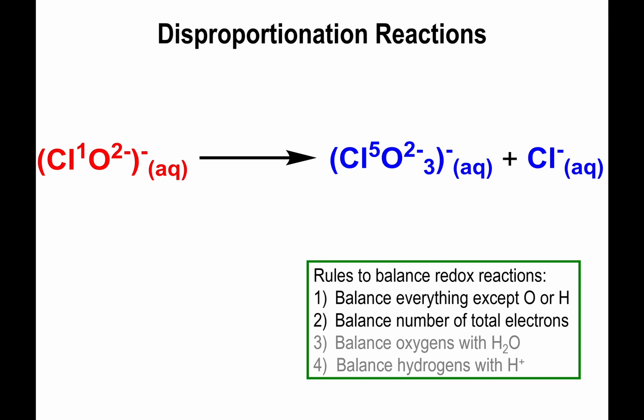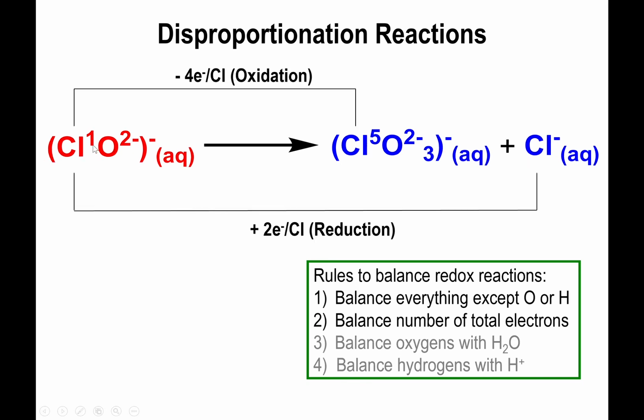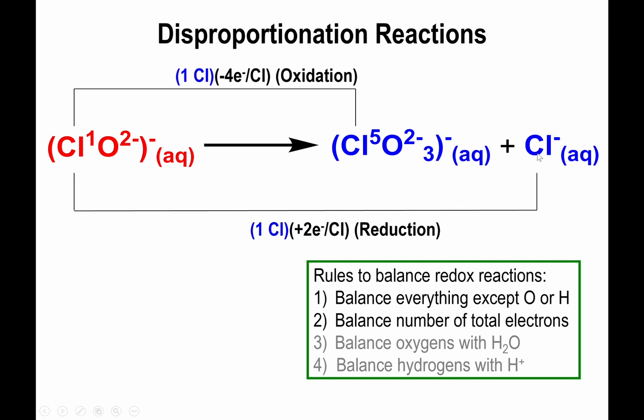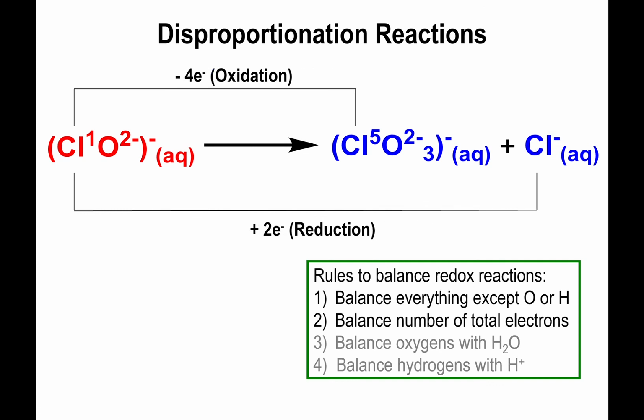Alright, perfect. So now we use those charges to figure out the electrons. 1 minus 5 is minus 4. 1 minus minus 1 is plus 2. And so what you do now is you multiply the two equations to come up with the number of electrons. Well, actually, first you multiply by number of products. You have 1 chlorine in the first product, you have 1 chlorine on the second product, so you multiply these fractions by 1 chlorine. And now you balance the electrons.